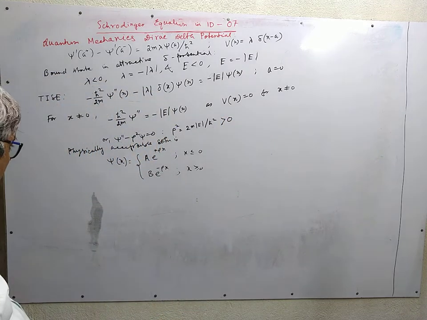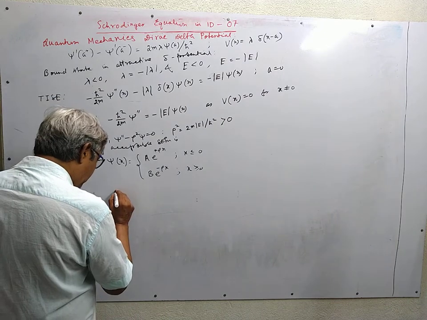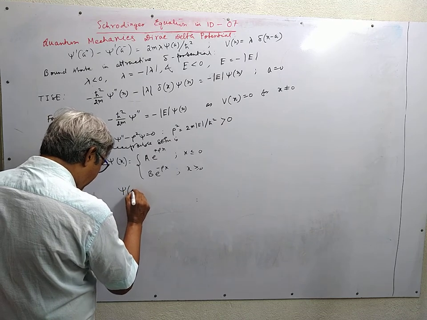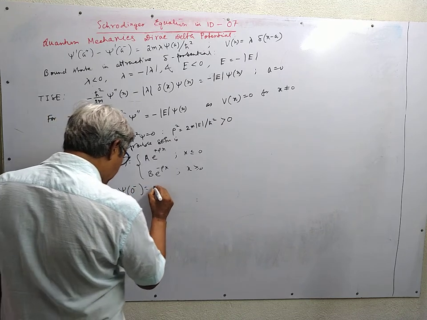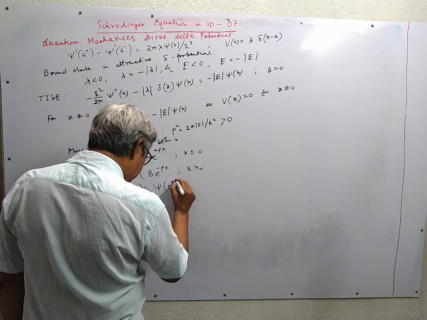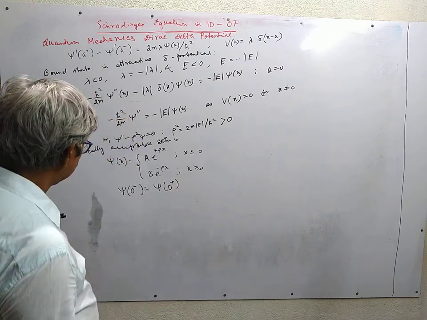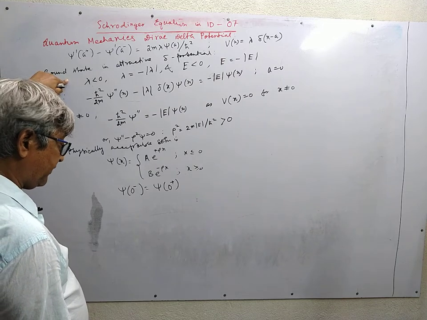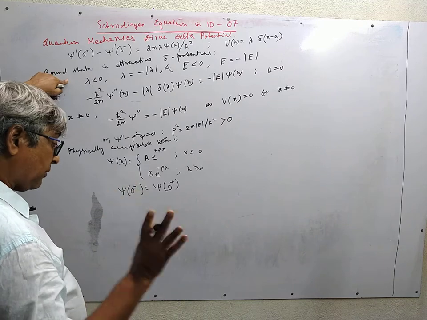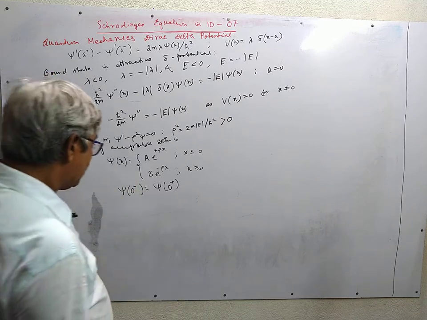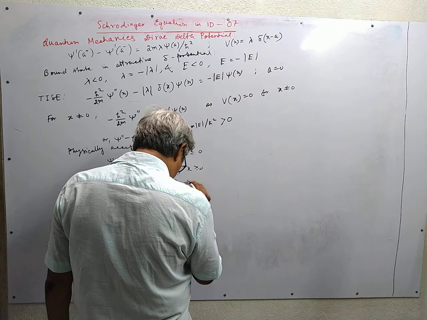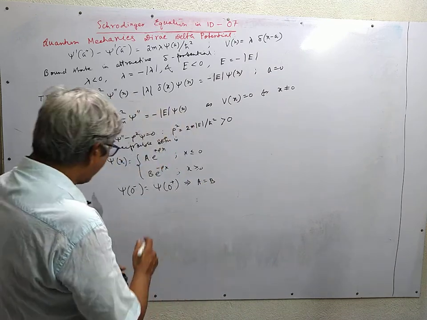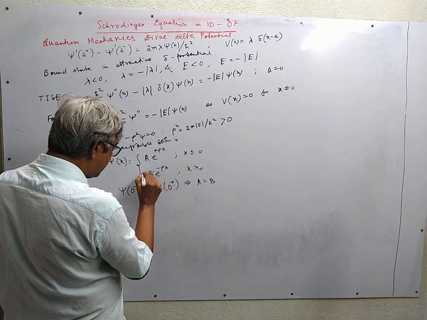Now the continuity of wave function at x is equal to 0, that is psi of 0 minus is equal to psi of 0 plus. This is the continuity of the wave function. Even under the action of delta potential, the first derivative of the wave function is discontinuous, but the wave function itself is still continuous. So this leads to A is equal to B. So we rewrite this as A.